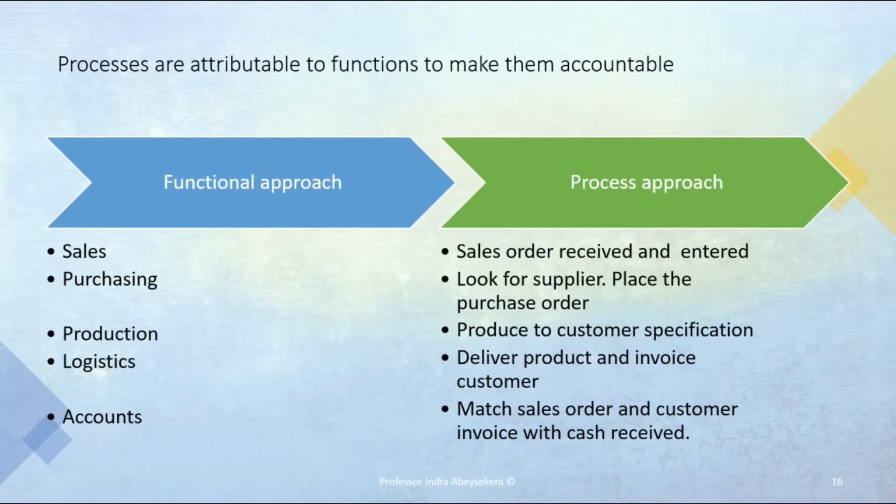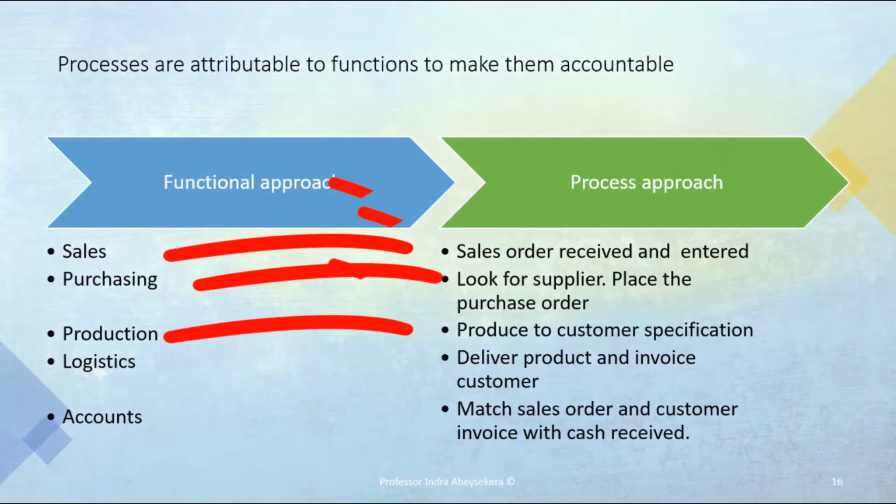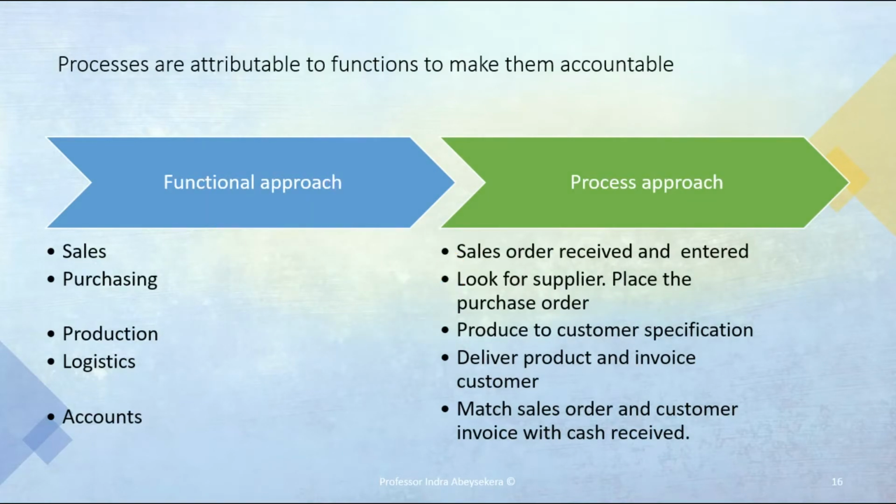That sales process would follow the sales order. If it is sales, then it will look for a sales order. If it is a purchasing functional area, it will look for suppliers and place the order. If it is production, it will look for customer specification to produce. If it is logistics, it will look for delivering products and invoicing customers. If it is accounts, it will match the sales order and customer invoice with cash received. So each functional area will have a set of processes that it follows.